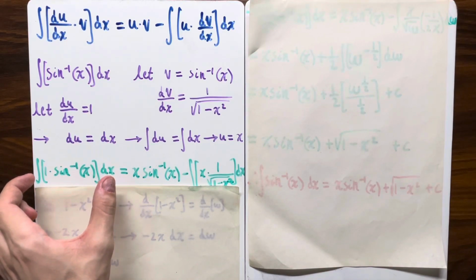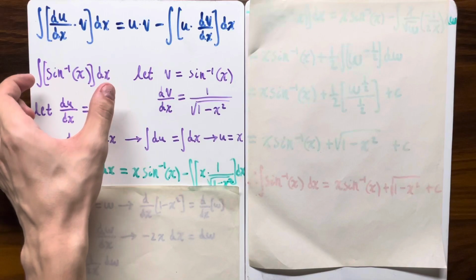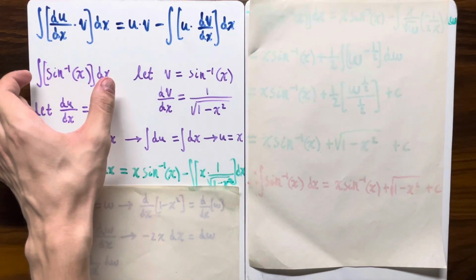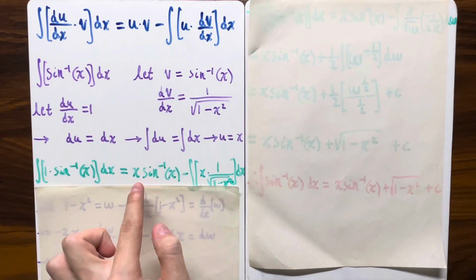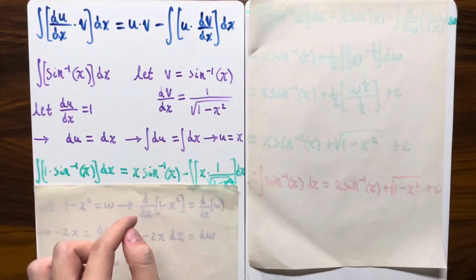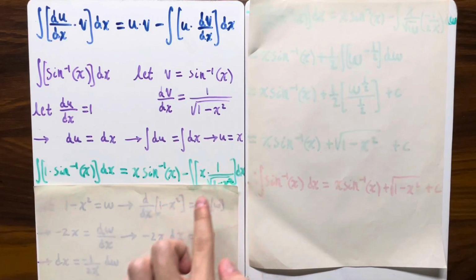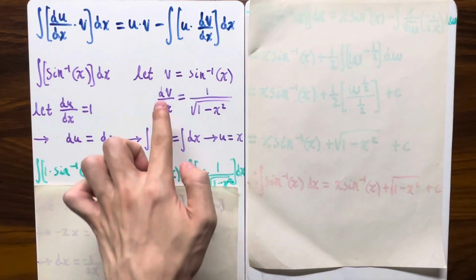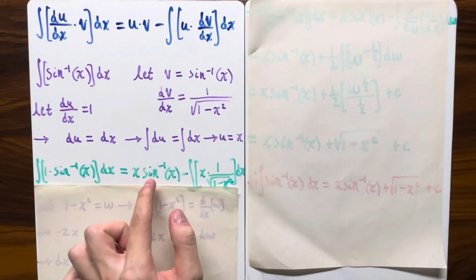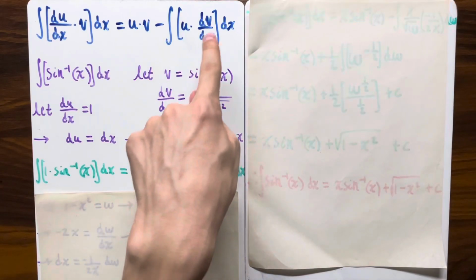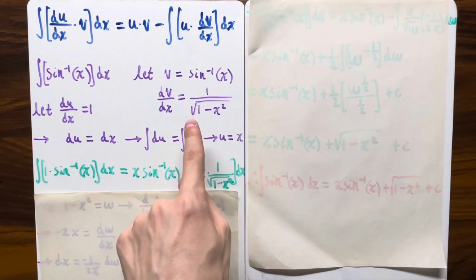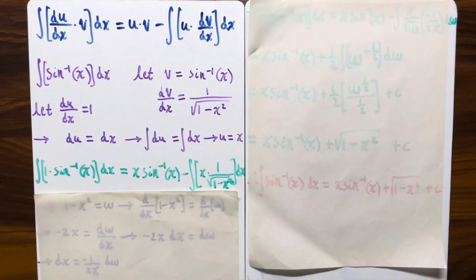Notice that we created this, but it's literally the same thing. That's exactly why we set it up like this, to figure out the integral of sine inverse of x. Well, what is this equal to? It equals u times v. We just figured out that u is x, so x times v. We said let v equal sine inverse of x, so x times sine inverse of x, minus the integral of, well, u, which is x, times dv dx, which is 1 over the square root of 1 minus x squared. So we get this.